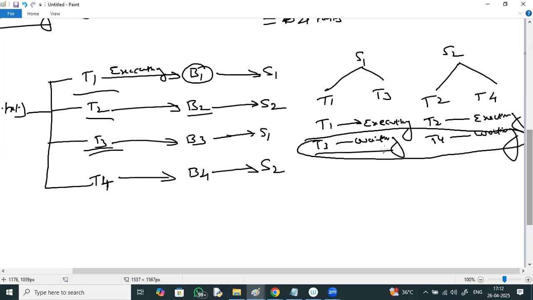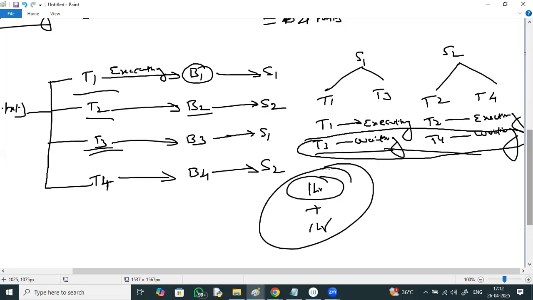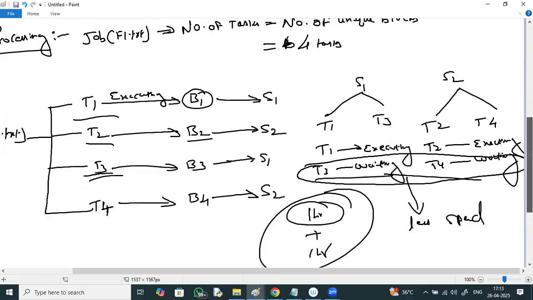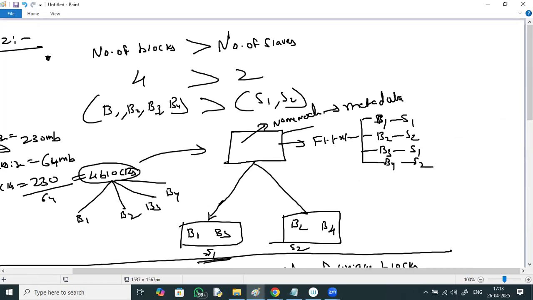If each task takes 1 hour, in the first hour only 2 tasks execute in parallel. Again in the second hour, 2 tasks, which means it takes 2 hours. But in the previous case, all 4 tasks executed in parallel and everything finished within 1 hour. So here, some tasks are in the waiting state, and that's why the speed is less. Yes. More slaves, more speed. Fewer slaves, less speed.